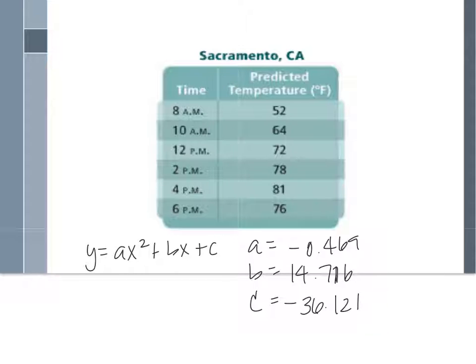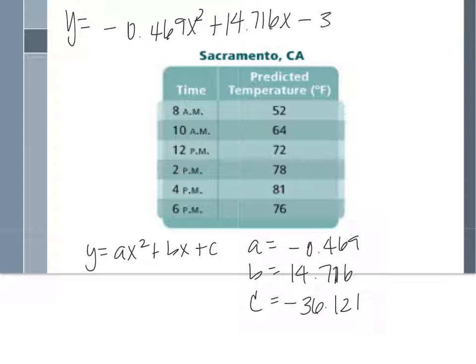So y would equal negative 0.469x squared plus 14.716x minus 36.121. Okay? And actually, that is it for this problem. All we needed to do is create the, oh no, I'm sorry, there's one more part. It then said to use your model to predict the high temperature for the day. So what time does the high temperature occur?